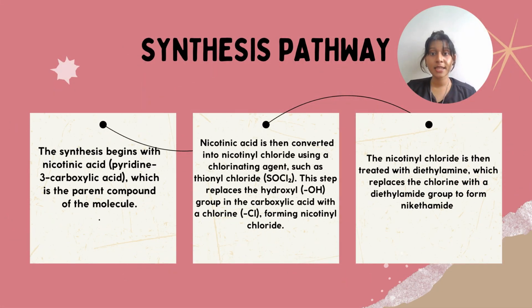So the synthesis begins with nicotinic acid, which is the parent compound of the molecule. The nicotinic acid is then converted into nicotinyl chloride using a chlorinating agent such as thionyl chloride, SOCl2. In this step, the Cl will replace OH in the carboxyl group, forming nicotinyl chloride. Then, nicotinyl chloride is treated with diethylamine, which replaces the chlorine with a diethylamine group to form nikethamide.